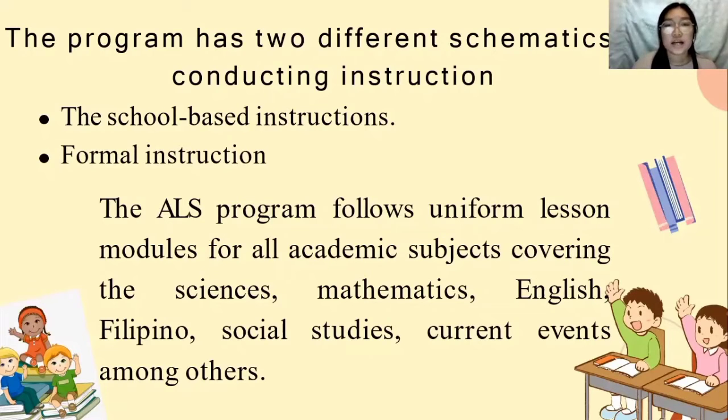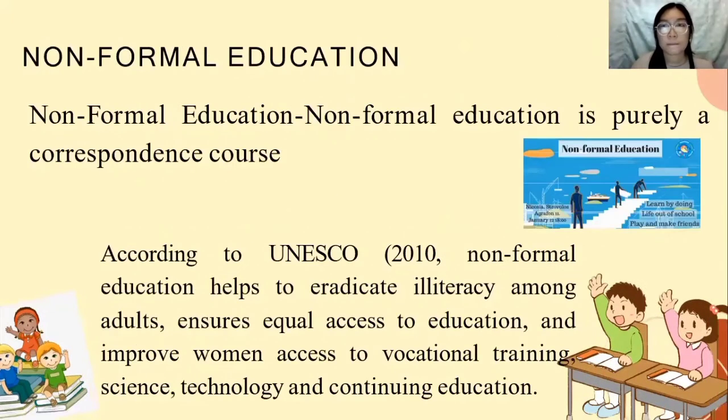ALS officials and implementers may opt to conduct a graduation ceremony to indicate that learners have successfully finished the program. Next, there are 3 categories of ALS, which are the non-formal education, the informal education, and the mobile teacher. The first one is the non-formal education.